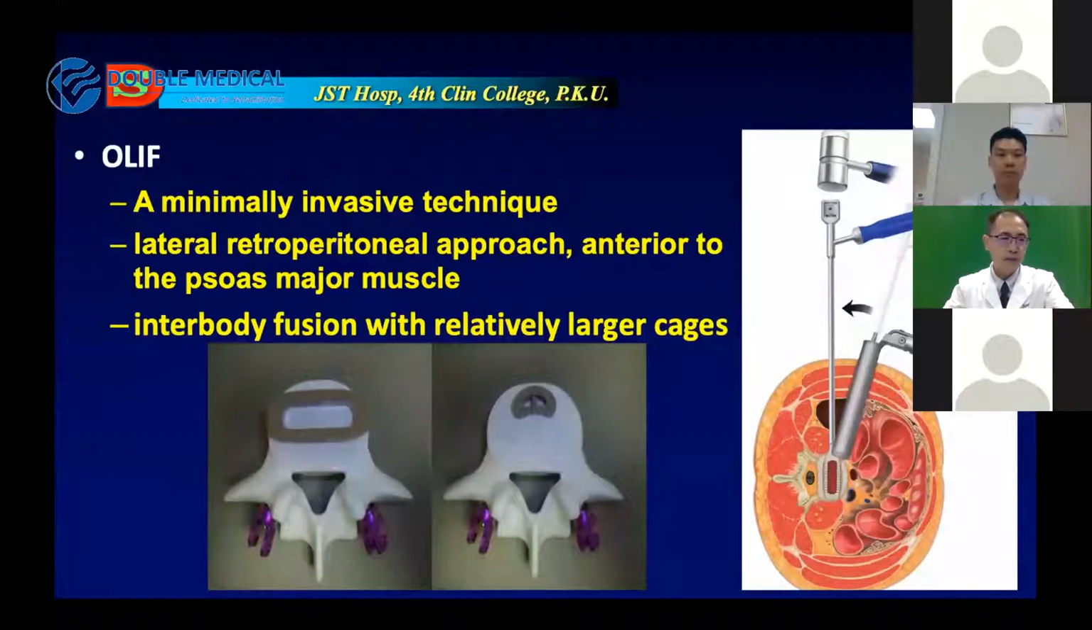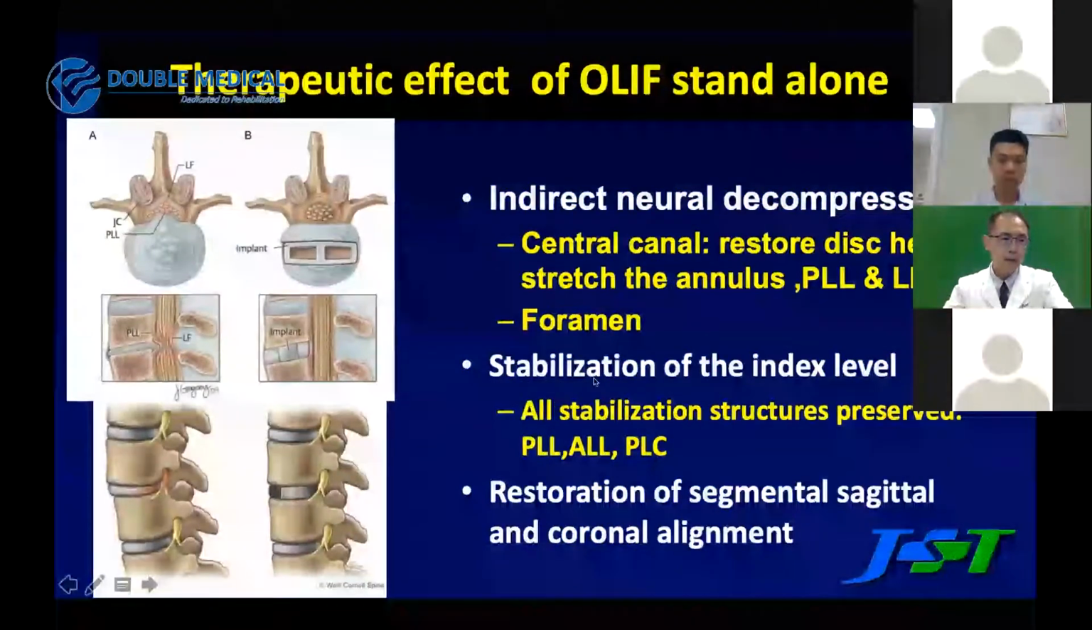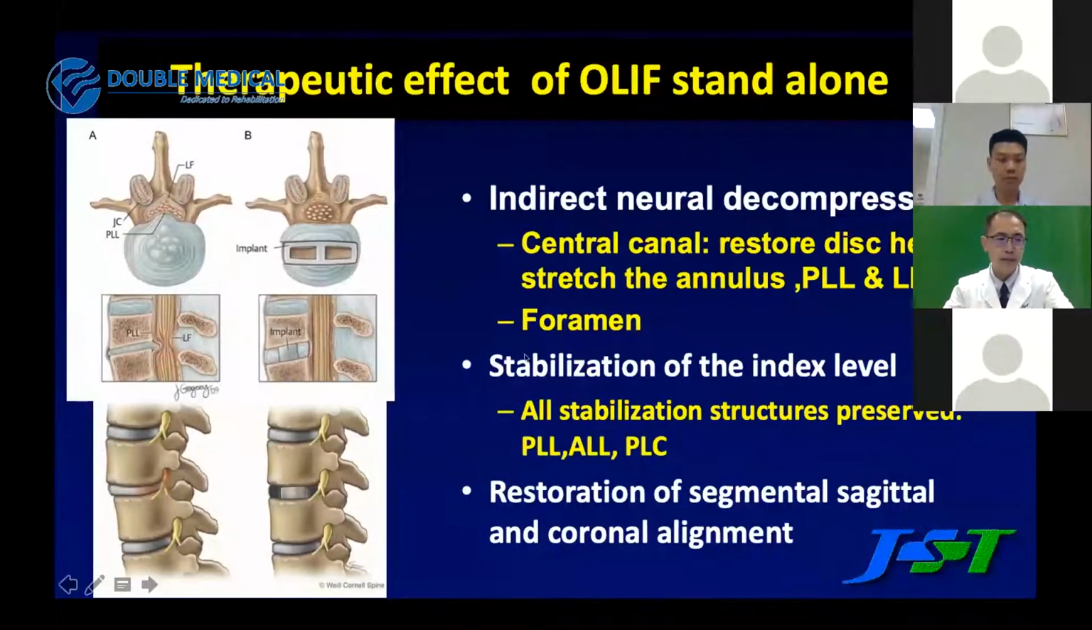OLIF is a minimally invasive technique which provides anterior access to the lumbar spine via the lateral retroperitoneal corridor, anterior to the major psoas muscle. It allows for implantation of larger cages compared with transforaminal lumbar interbody fusion, i.e. TLIF, or posterior lumbar interbody fusion, PLIF. It's quite a larger cage than the standard PLIF or TLIF. So just by putting in a cage with a large footprint, OLIF has the following therapeutic effects.